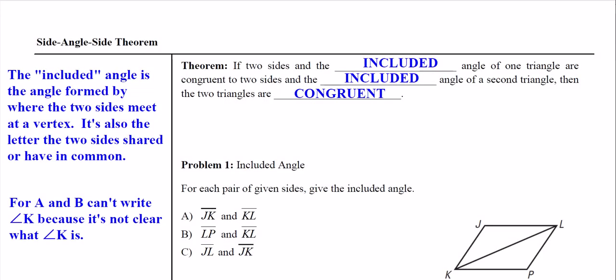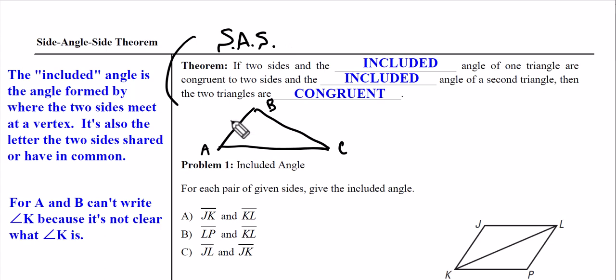We now enter the bulk of this module, and that's going to be triangle congruency and proofs. We're going to focus first on the side angle side. Now, this right here is the side angle side theorem, which we'll abbreviate as SAS. So we have two sides and the included angle of one triangle.